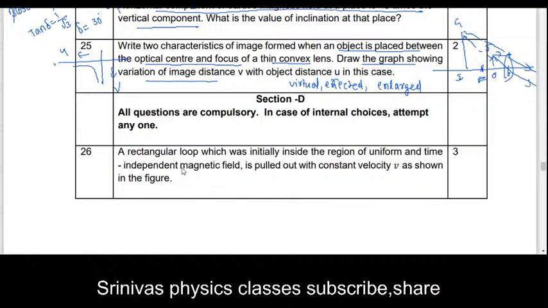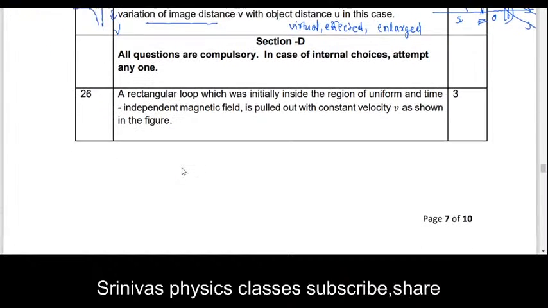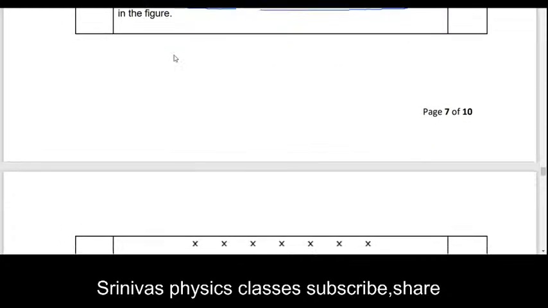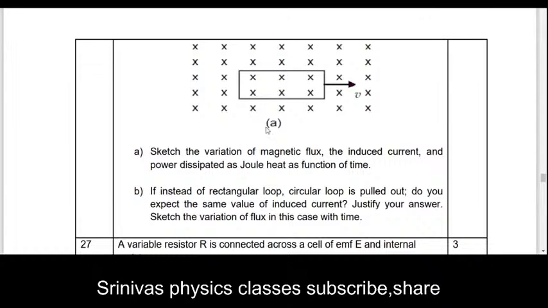Okay. Next question, the 26th. Total 33 questions only. A rectangular loop is initially inside the region of uniform magnetic field. It is pulled out with constant velocity as shown in the figure. They are asking to sketch the variation of the magnetic flux and induced current.